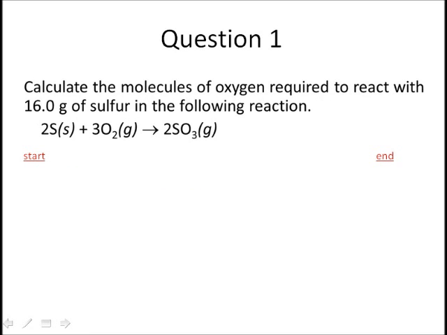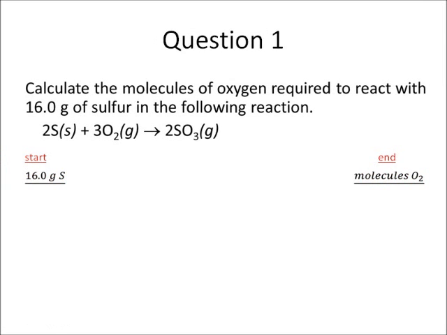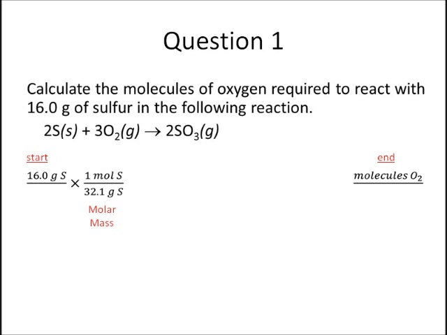We have to decide where we're going to start with this problem, and we're going to start with the number given, that's 16 grams of sulfur. We're deciding where we want to go, and it says in the problem molecules of oxygen. The next step is to go from grams to moles using the molar mass of sulfur. Then we use the coefficients from the balanced chemical equation in a mole ratio.